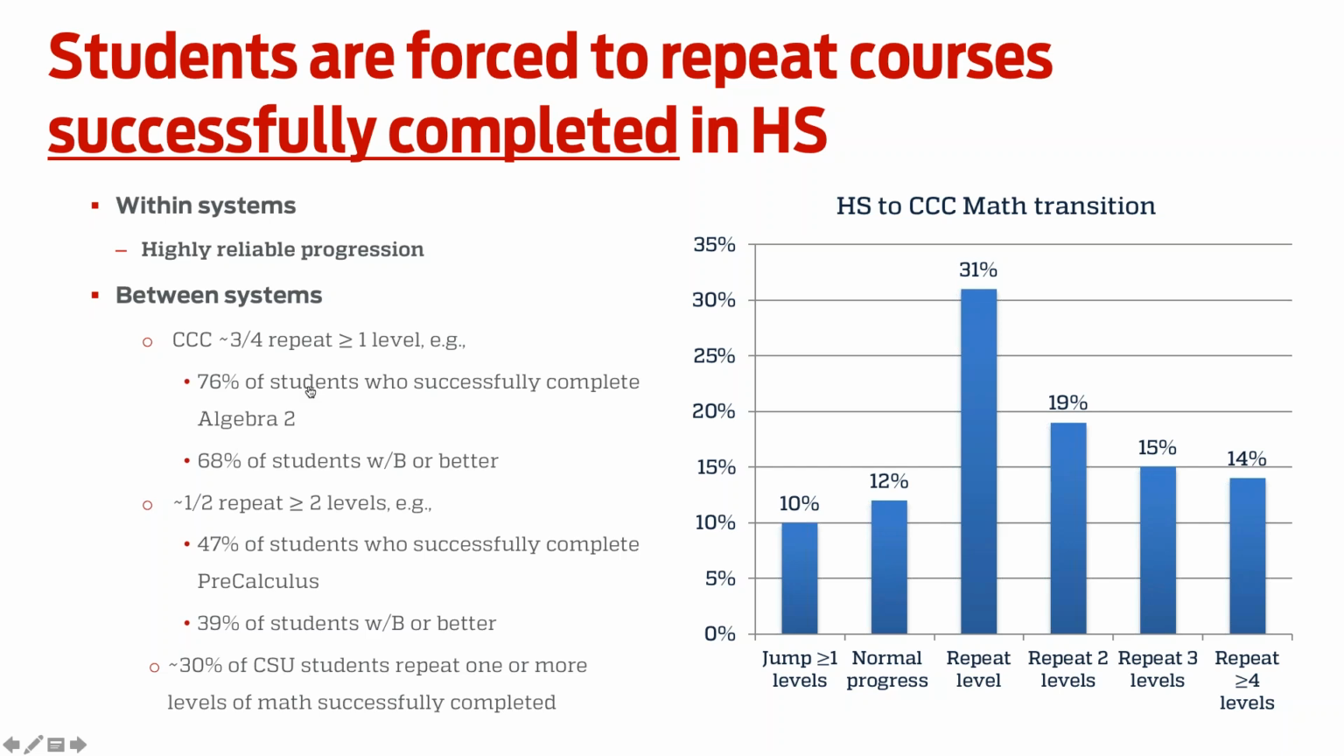This has real consequences for whether or not students are going to complete college and whether or not we're going to have meaningful, powerful STEM pipelines to get all the STEM degrees that virtually everyone says we need to improve on. Even in the CSU system, which draws on a very different population, about a third of students are repeating one or more levels of math that they have successfully completed in high school.